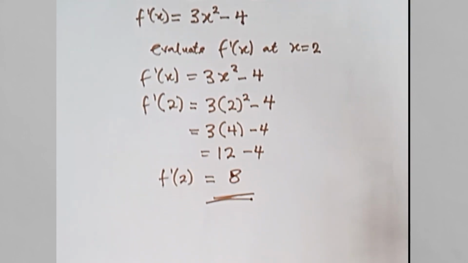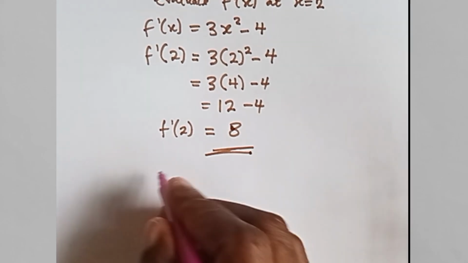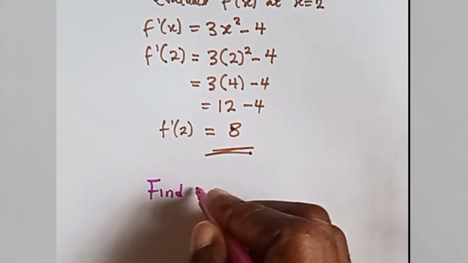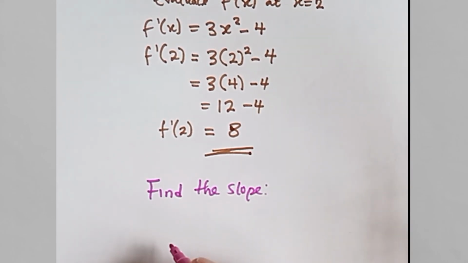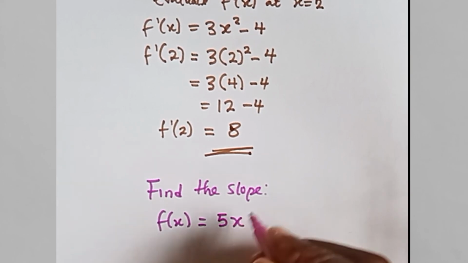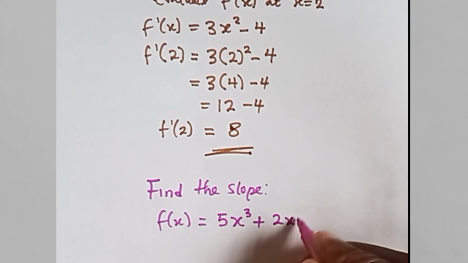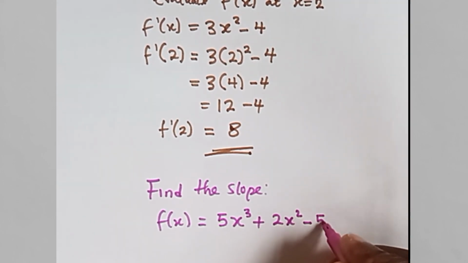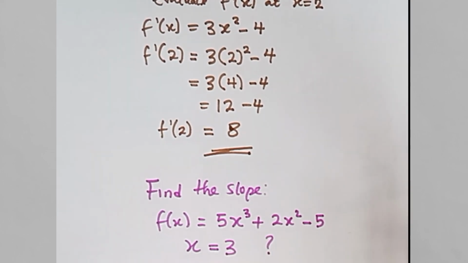Now I want us to do this and write our answer in the comment section. I want us to find the slope of this graph when x = 3. We have f(x) = 5x^3 + 2x^2 - 5. So I want us to find the slope of this graph at x = 3.